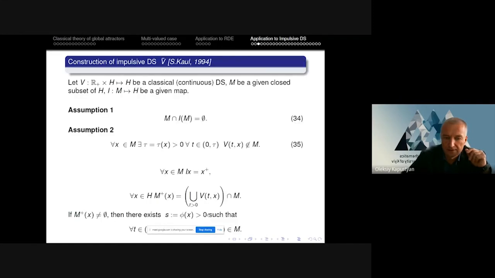Also, we must introduce the function phi of x. This is the moment of time, the first moment when our trajectory, which starts from the point x, reaches the set M. So this is the first moment of intersection of the trajectory of the dynamical system V with the set M. Then the construction looks like that.